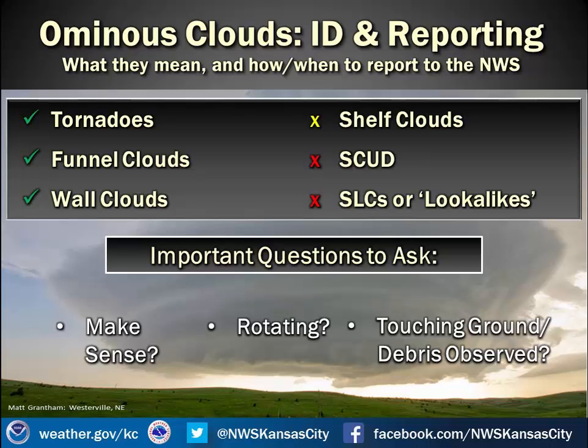If that is just a general thunderstorm, not a supercell, it's probably not a tornado, so does it make sense? I'm not so sure it does. Is it rotating? Is the cloud feature you're looking at rotating? If it's not rotating, it's not a funnel cloud, it's not a wall cloud, it's not a tornado. It's just something else. And finally, is it touching the ground, or do you see debris, or is there circulation occurring at the ground? Those are three good things to ask yourself if you're trying to determine whether or not you have a funnel cloud or tornado.